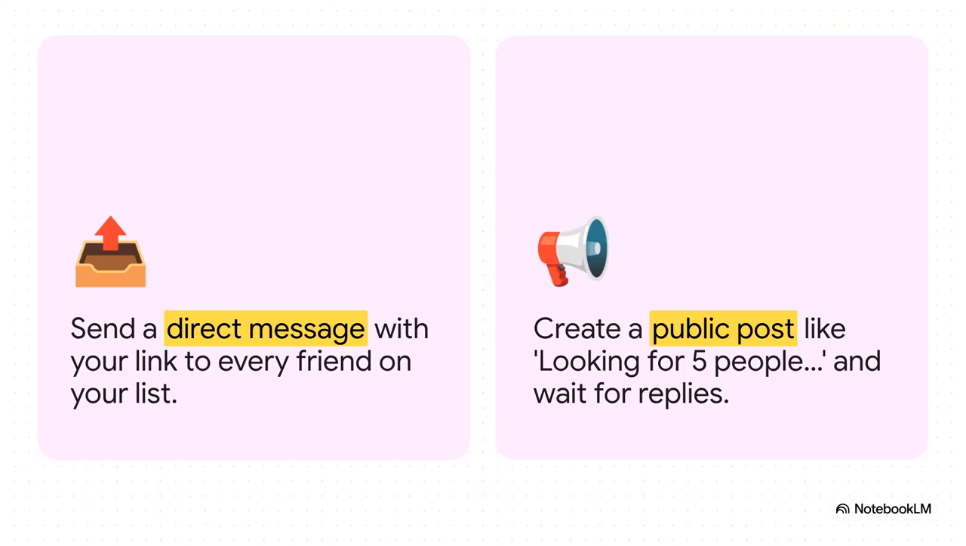Now from there, the strategy kind of splits into two different flavors. First, you've got the direct, almost brute force approach. Just start messaging that link to every single friend you have. But then there's a more passive kind of attraction marketing method. You create a post that's really intriguing, something like "looking for 5 people who want to," and then you just wait to see who bites. It's a classic push versus pull tactic, all happening on the same platform.